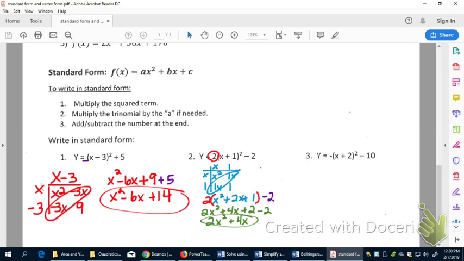Try number 3. Alright, when I square the (x + 2)², I get x² + 4x + 4. So the next step is to bring down that negative, bring down the 10, but what do I do? So multiply these by negative. Do I multiply the negative 10 by the negative? No, that's separate. Okay, so you get -x², -4x, -4, and then minus 10.